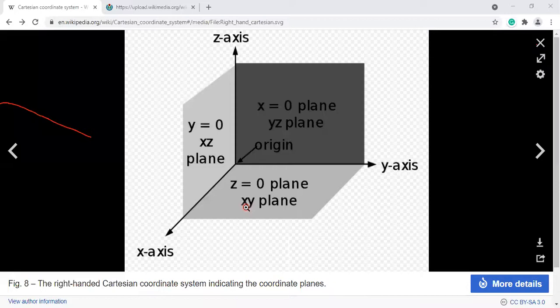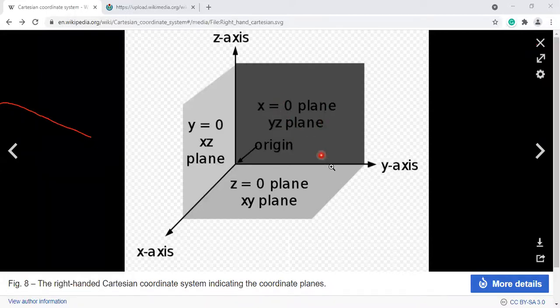And the y equal to zero plane will be the xz plane. This xz plane. And what will be the x equal to zero plane? The x equal to zero plane will give you the yz plane. Recall, if you decrease the value of x until it reaches zero, then all possible values of y and z will give you a plane, and this is the yz plane.